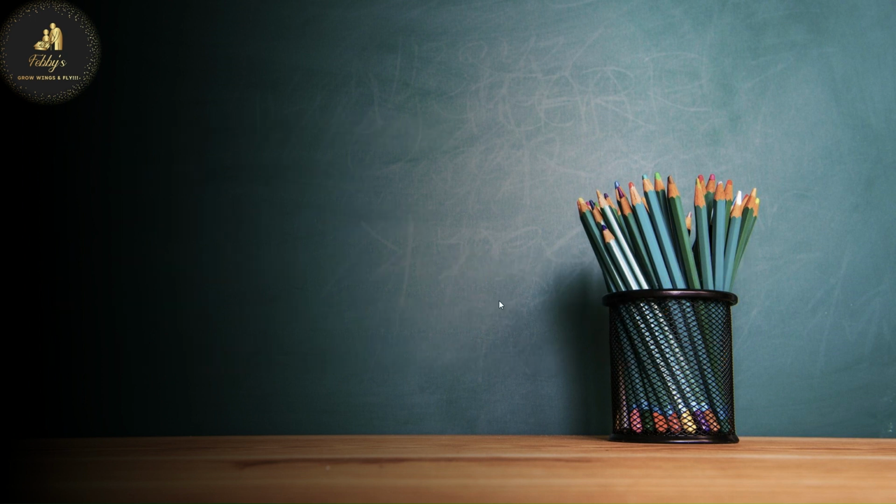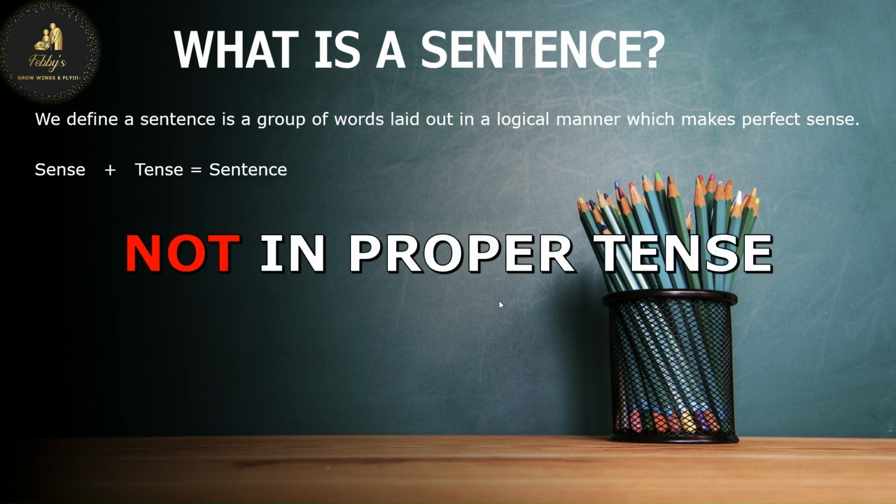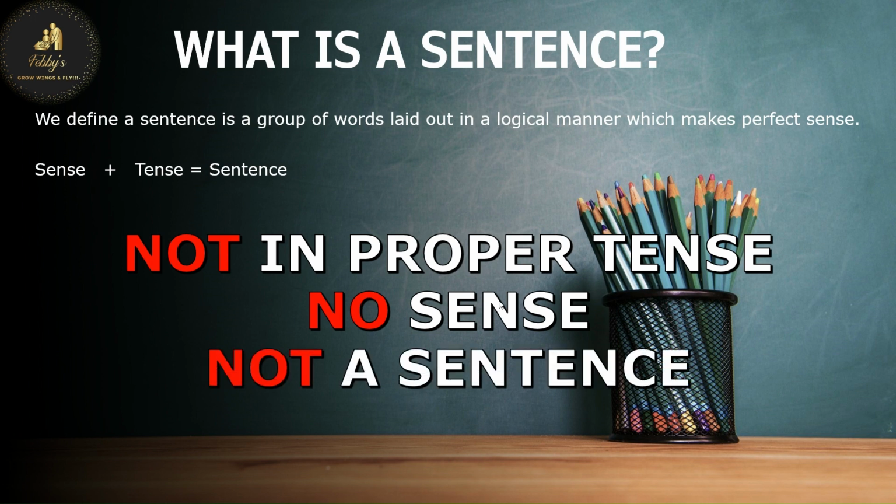What is a sentence? A sentence is a group of words laid out in a logical manner which makes perfect sense. So, sense plus tense equals sentence, which means that if a group of words is not in the proper tense, then there is no sense and then it is not a sentence.